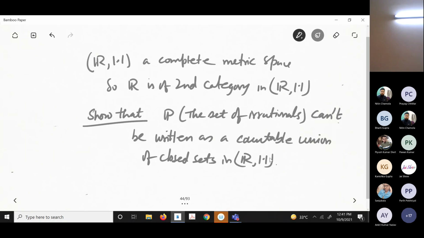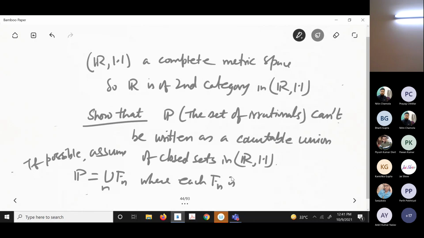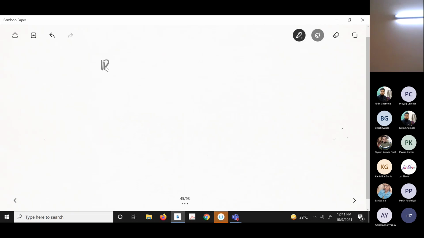Well, suppose it can be written. Suppose, if possible, listen to me, I'm giving you the proof. Assume P equals the union of F_n, where each F_n is closed in R. Okay? Now you see that P equals what you got. So R, you get Q union P. So Q I can write this way.